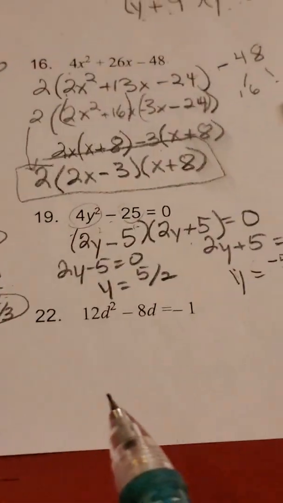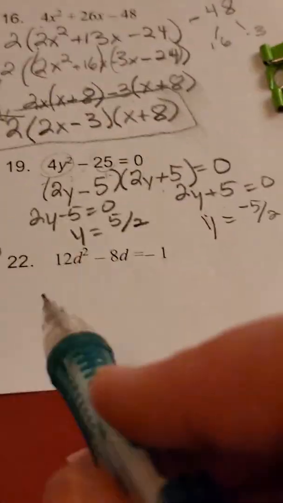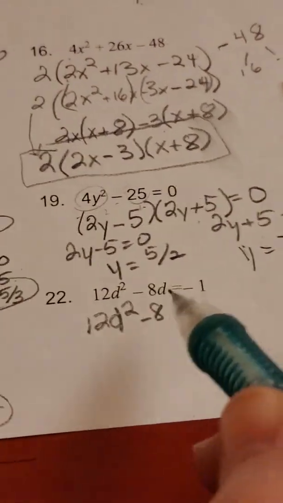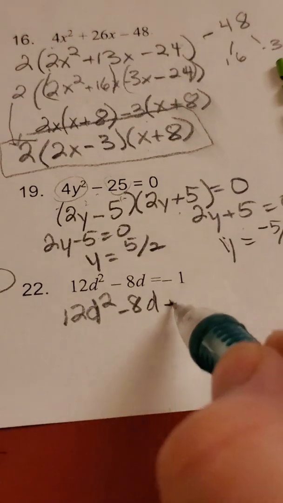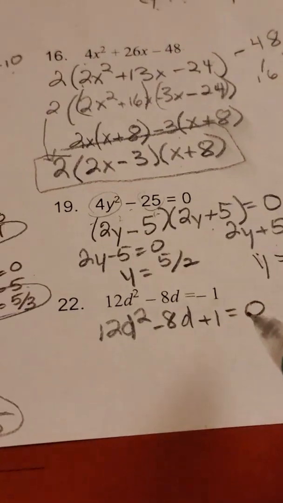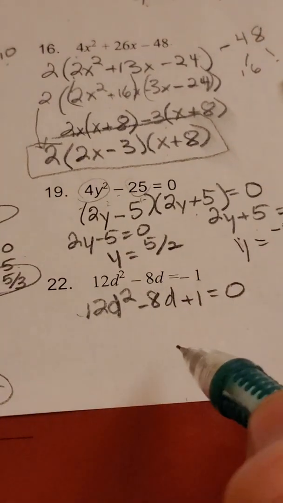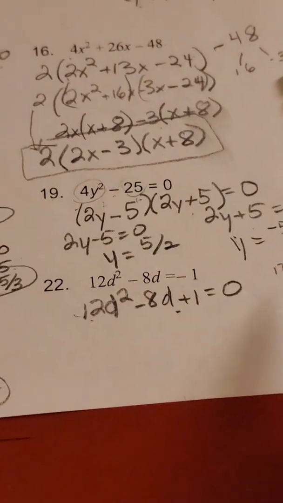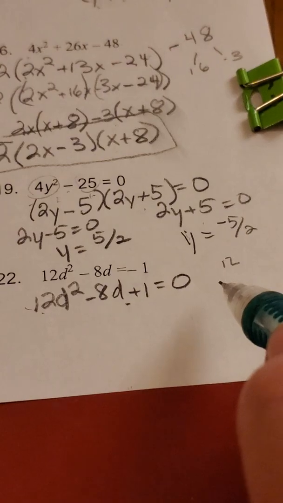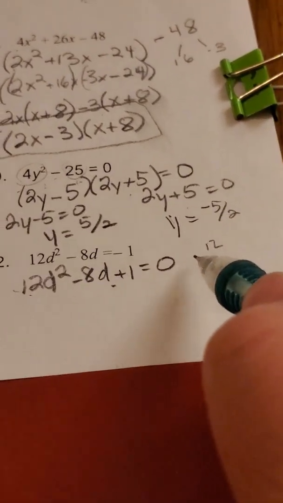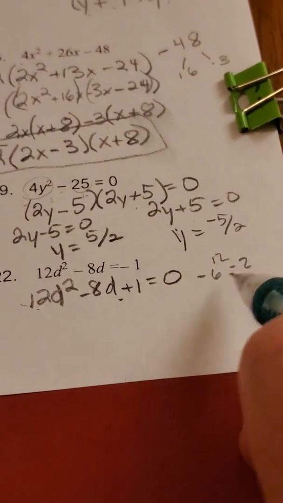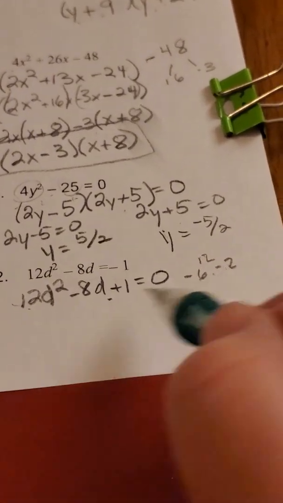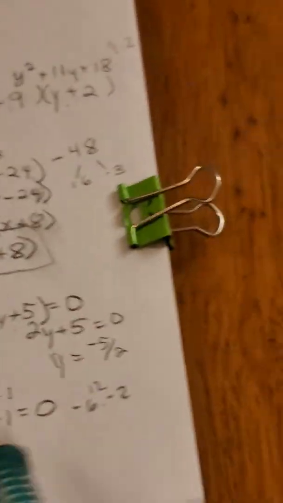22, we need to bring that negative 1 over to the left, and we would have 12d squared minus 8d plus 1 equals 0. So 12 times 1 is 12, obviously. So the factors of 12 that when you add them together give you negative 8 would be a negative 6 and a negative 2. Negative 6 times negative 2 is a positive 12. Negative 6 plus negative 2 is a negative 8.